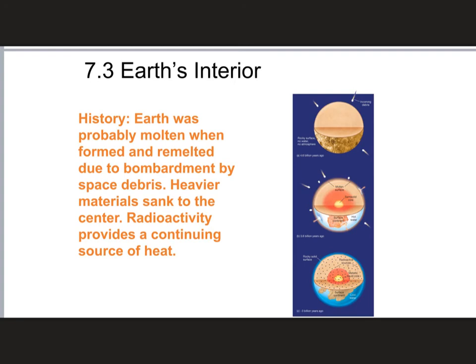And that's because there are also a lot of radioactive elements down in the Earth generating energy. You know that radioactive materials, for example, can be used to make nuclear bombs. Well, that energy can be released more slowly, and that's what's creating a source of heat for the interior of the Earth.